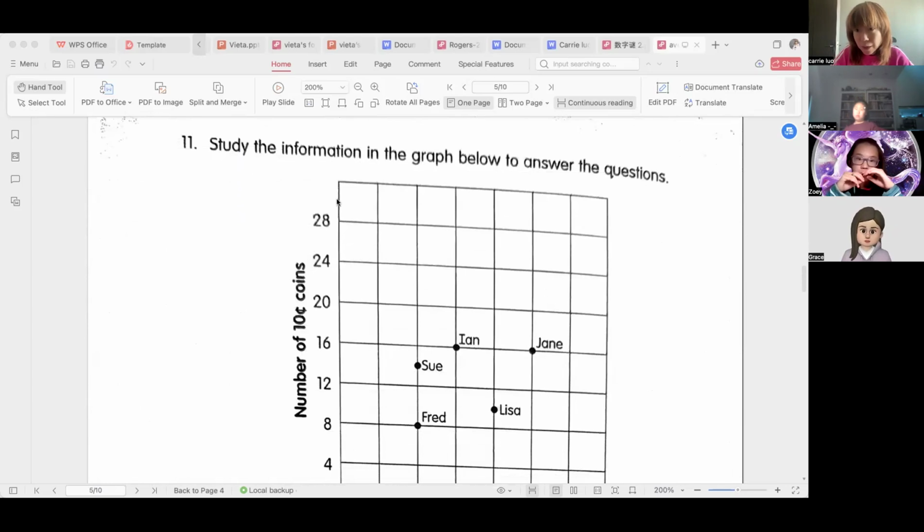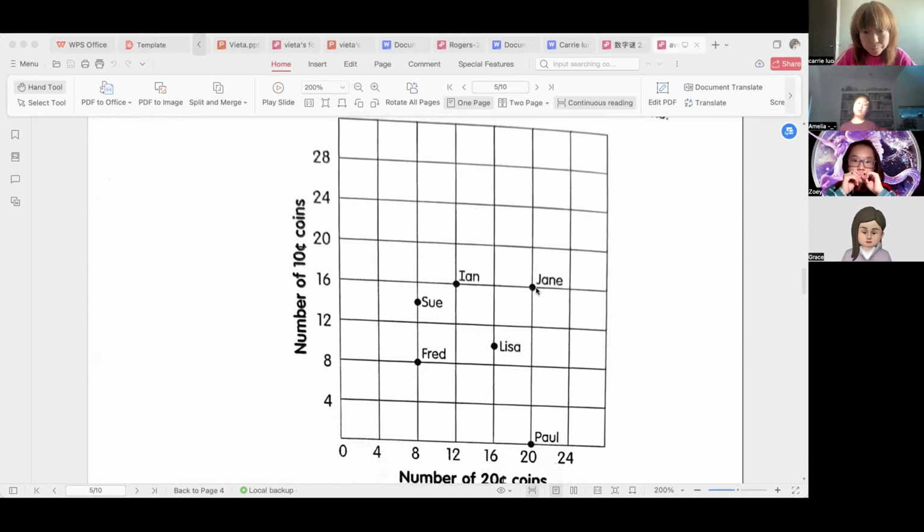Sometimes in AMC 8 questions, they have a graph, and they look like that. Every single person has different things. Paul has 20 of the 20 cents coins, and Sue has 8 of the 20 cents coins and 14 of the 10 cents coins. Understand? So we need to have the ability to read a graph like that.